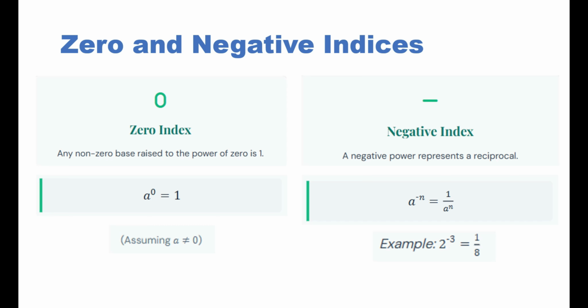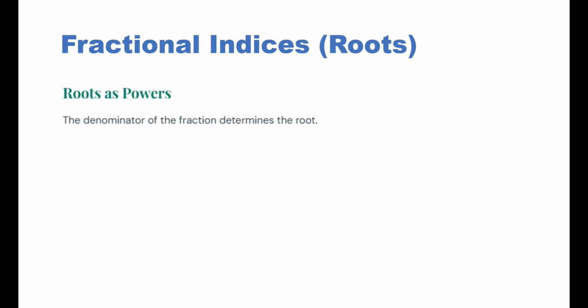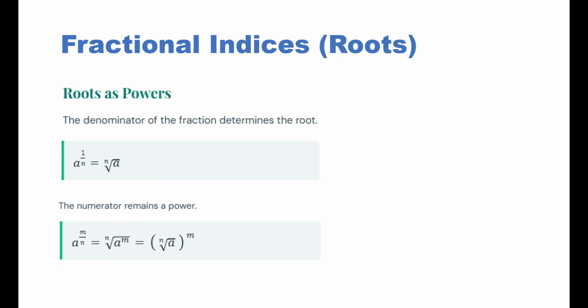Now let us look into fractional indices, which introduce us to roots. So, the denominator of a fraction determines the root. Given a to the power of 1 over n, this is equal to the nth root of a. The numerator remains as the power on the base. Hence, if given a to the power of m over n, the result is the nth root of a to the power of m. So, you start by finding the root first, then you apply the power. Let me give you 3 examples that you can easily follow.